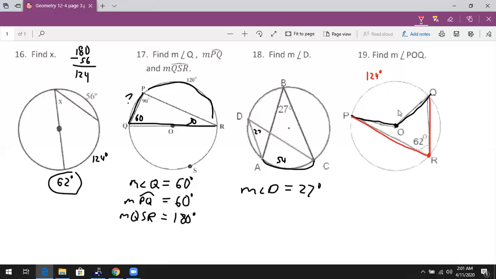And then if you remember from a number of lessons ago, a central angle is actually equal to the arc it intercepts. So measure of angle POQ is equal to 124 degrees.